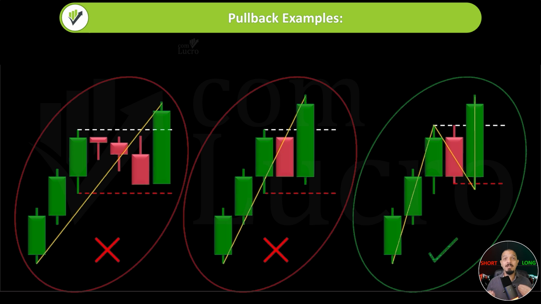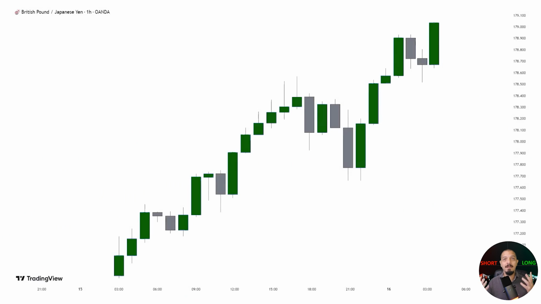Remember, this concept applies to both bullish and bearish markets, and you can use it across any chart and time frame. Now, let's review some examples on a live chart. Here, we have the British pound against the Japanese yen on the 1-hour time frame. We'll start by identifying the pullbacks within the candlestick-based price action. Beginning on the left, we observe the most recent high and low.